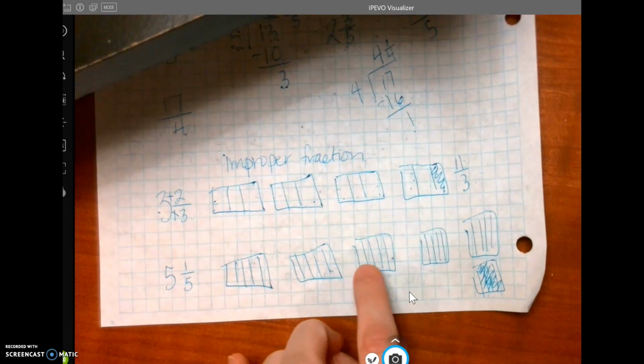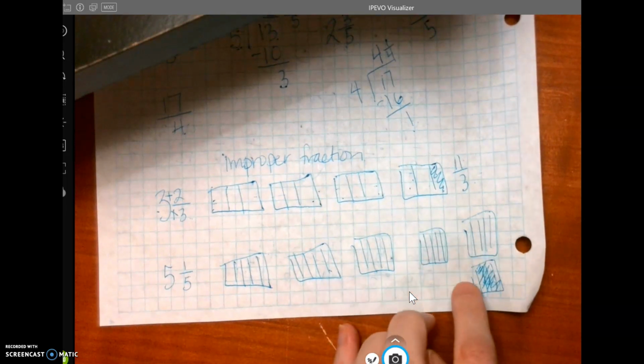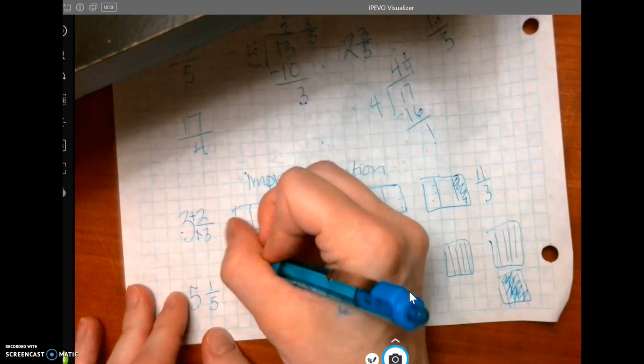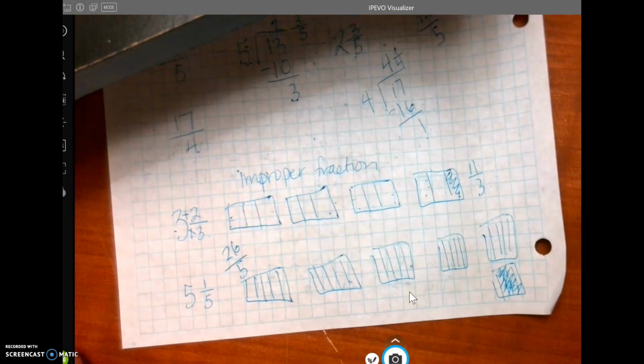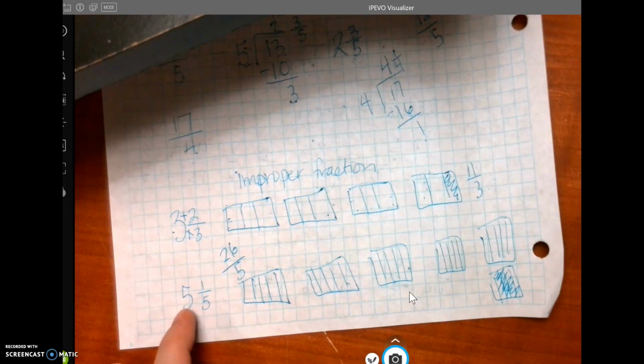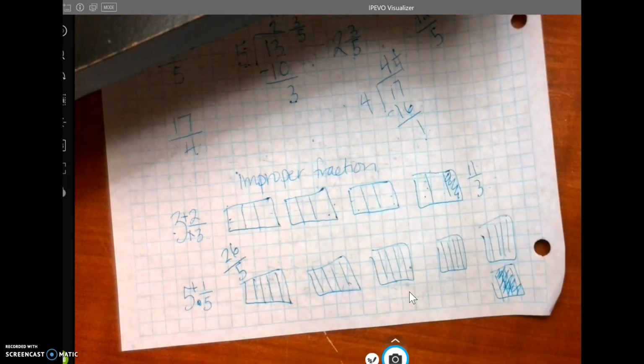So 5, 10, 15, 20, 25, 26. So that would be 26 fifths as our answer. If you don't want to draw a picture, then you would multiply 5 times 5, which is 25, plus 1 is 26 fifths. So same answer, you just pick a way that works for you.